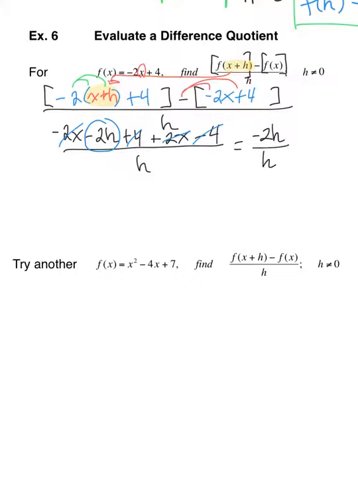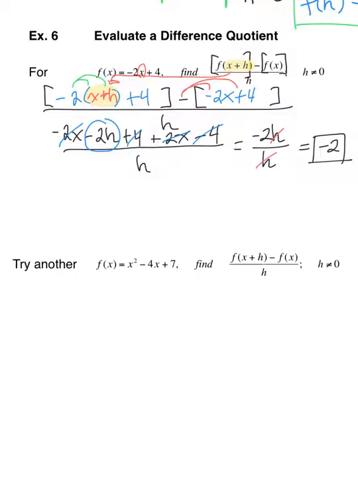So now, because I just have a monomial divided by a monomial, the h's can cancel, and I'm left with a negative 2. So the difference quotient simplified, and this is always the difference quotient. This just happens to be the function that we're going to use in this difference quotient. So f of x plus h minus f of x all divided by h simplified to negative 2.